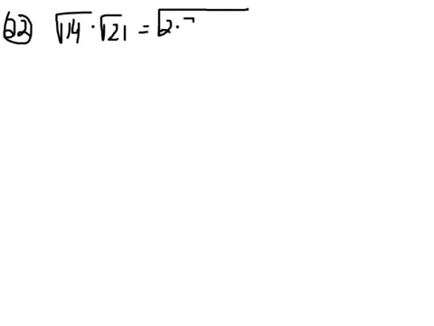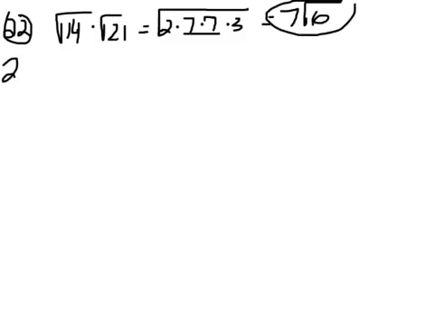14 is 2 times 7, and 21 is 7 times 3, so you can see that you've got two 7s. That means you can pull a 7 out front, because the square root of 49 is 7. And 2 and 3 don't have partners, so they're left inside. Go ahead and multiply: 2 times 3 is 6. So that's what you would do on 22.